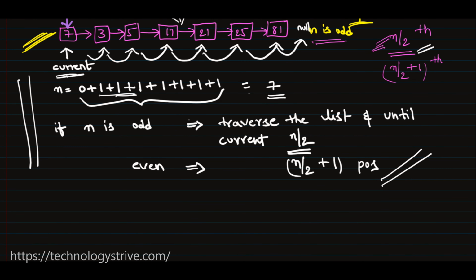What is the time complexity of this one? In the first pass we are iterating n times, right? So order of n, and the second time we are iterating either n by 2 or n by 2 plus 1 times, right?